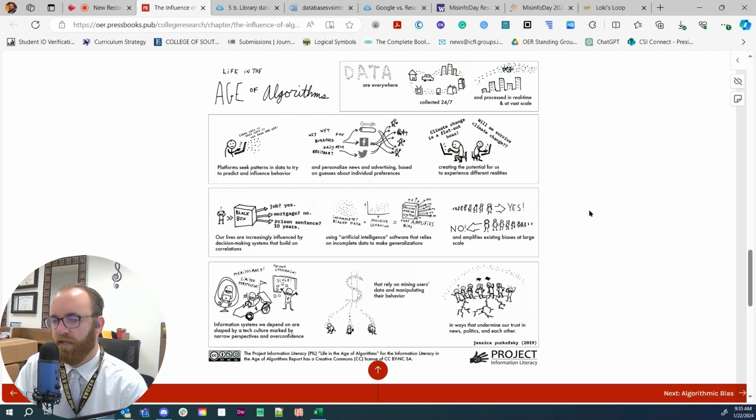This is a comic that was provided under the CC BY-NC-SA license from the Project Information Literacy. It talks about how data is collected from a wide range of sources and then organized into various categories. Then these algorithms, think of them as mathematical functions, are triggered whenever we search for things. It analyzes not only the data that it has collected previously, but also the data it has collected about us.